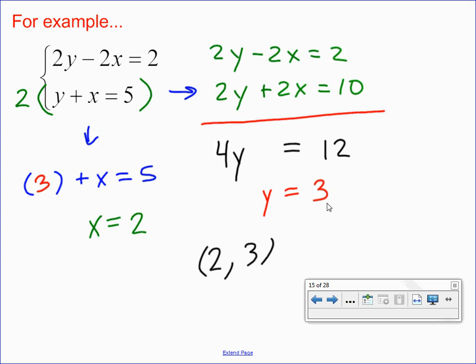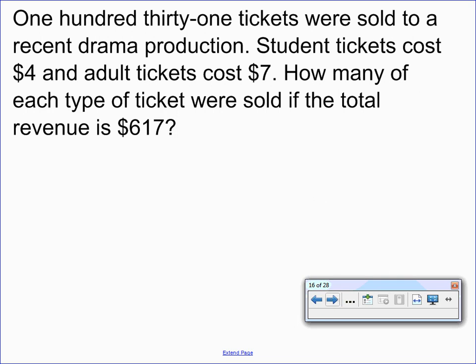Does 2 times 3, 6, minus 2 times 2, 4. Does 6 minus 4 equal 2? Yes. Second equation, does 3 plus 2 equal 5? Yes. Feeling good about that. So we found a solution point, right? We found a solution point. That's pretty awesome. All right, let's go ahead and take a look at a word problem then.